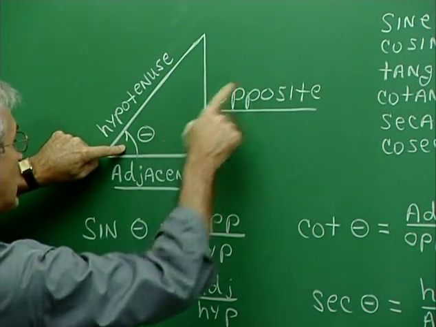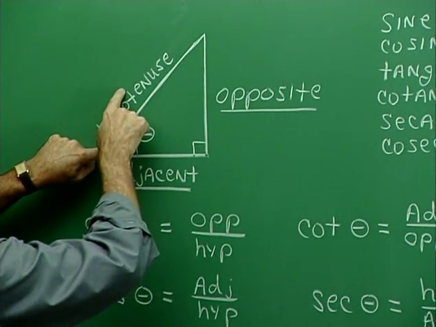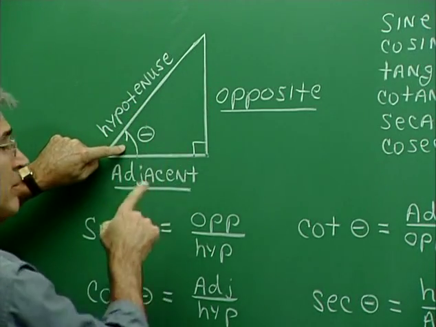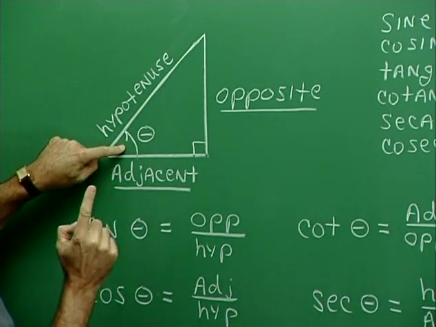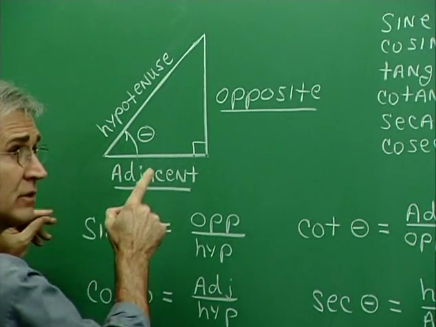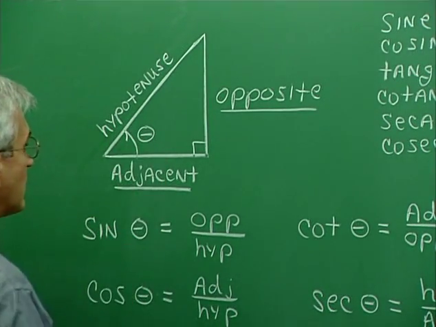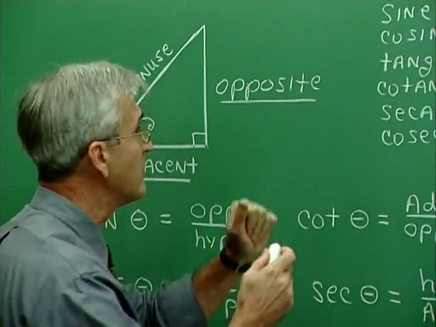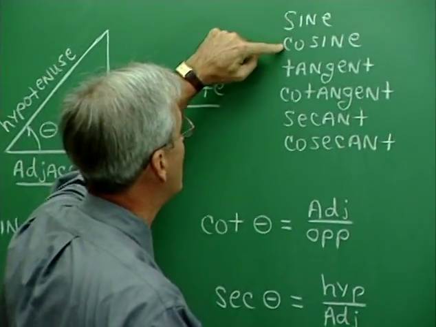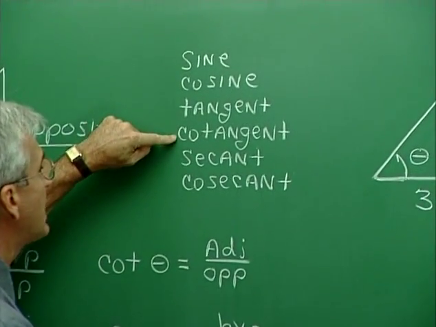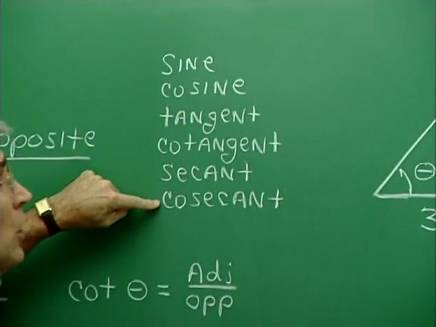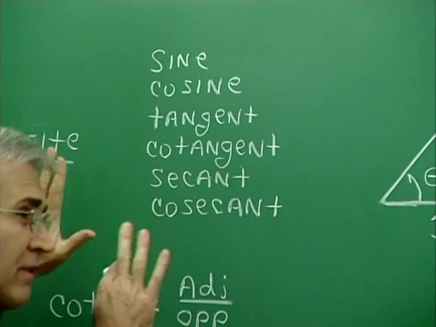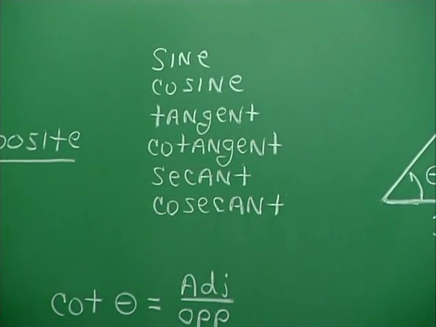So there's an opposite side, an adjacent side, and a hypotenuse. And with those sides labeled that way, we can create ratios among the sides. And we'll talk about those ratios in a moment, but they have particular names. And there are 6 ratios, 6 names, and those names are sine, cosine, tangent, cotangent, secant, cosecant. And each one of them has a different ratio involving the sides.